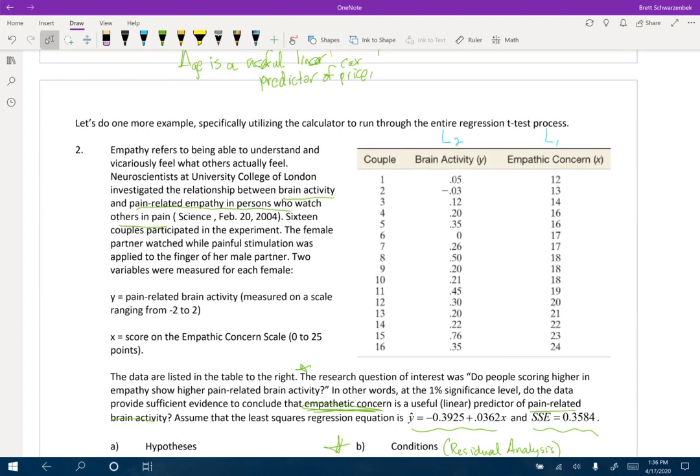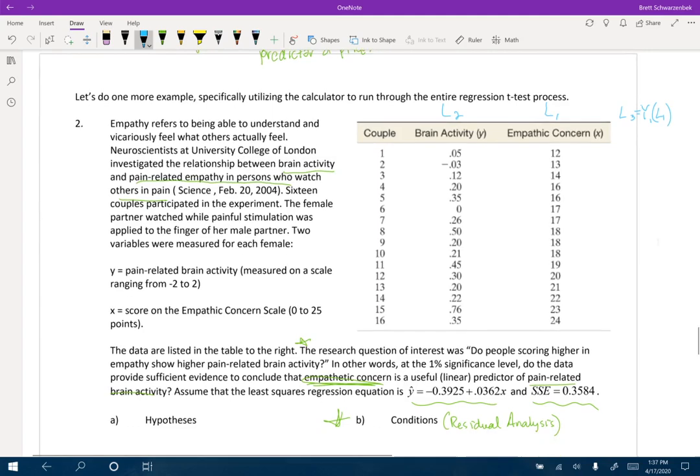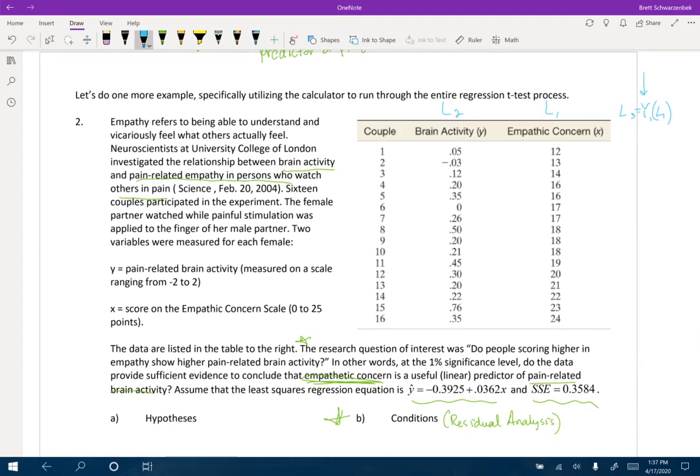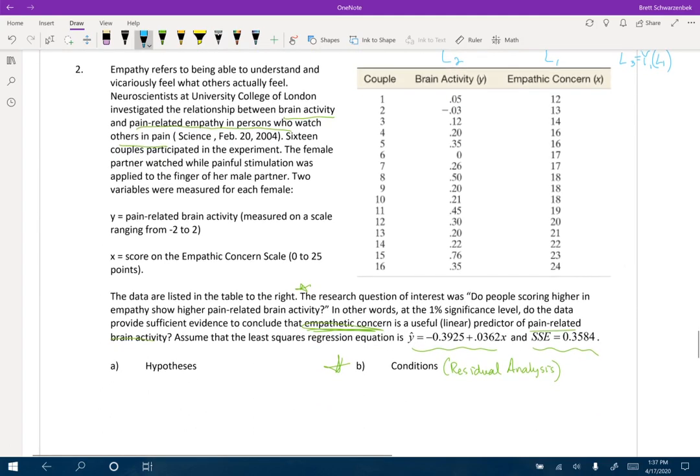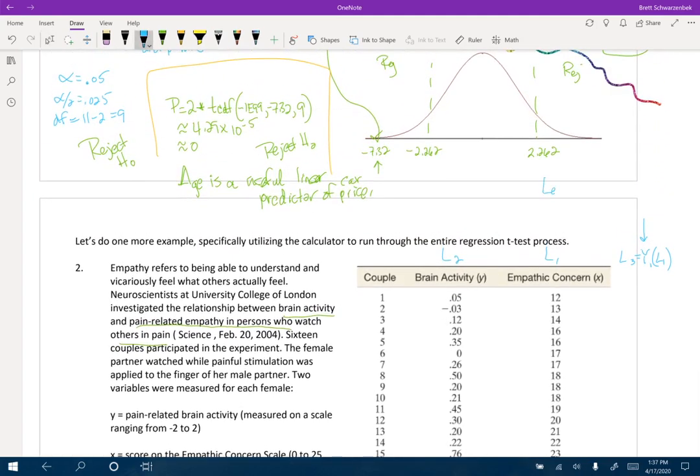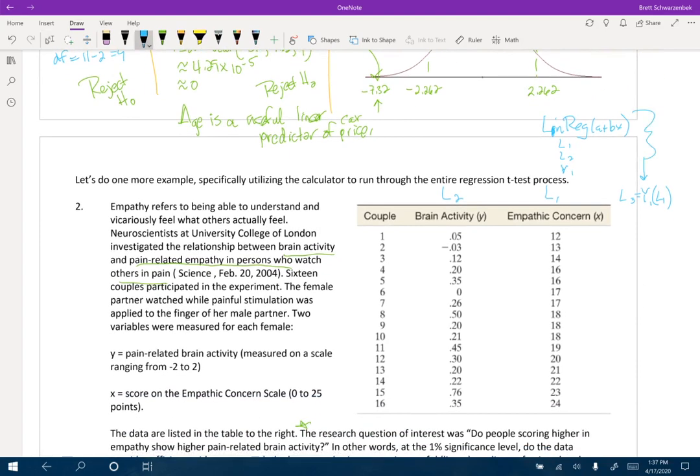We need to have an L3, which is going to end up being Y1 of L1. But before you do that, scratch that for a second. We don't actually have a Y1. So once you're done with L1 and L2, what you need to do is go into LinReg a plus bx. You're going to enter your list as L1, L2, and then for store equation, you want to make sure you put Y1 in there.